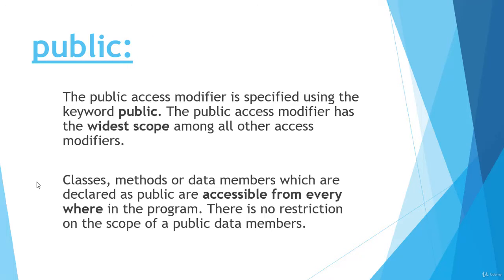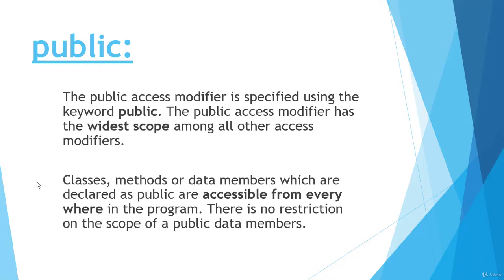At the last we have the public access modifier. The public access modifier is specified using the keyword public. This public access modifier has the widest scope among all the access modifiers. Classes, methods or data members which are declared as public are accessible from everywhere in the program. There is no restriction on the scope of the public data members. When you declare any class, method or any member as public, then it can be accessed from anywhere.